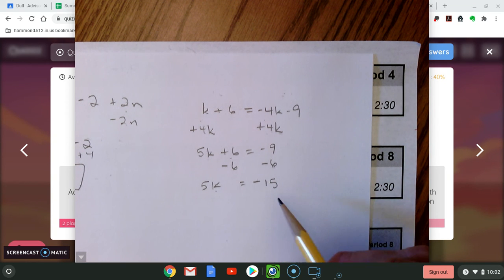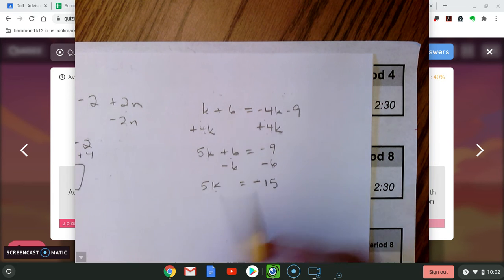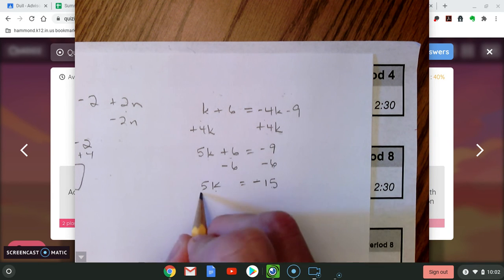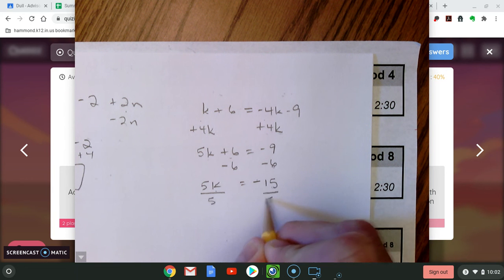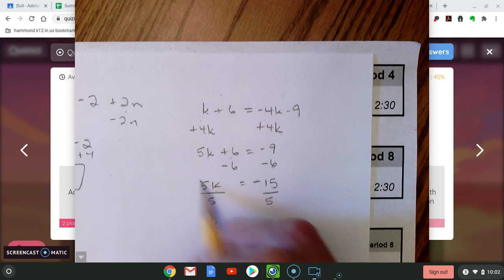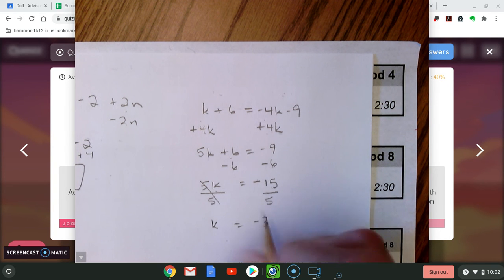If you got k equals negative 3/5, put that back up in here and see if it makes a true statement. But more than likely, negative 9, negative 6, that's negative 15. More than likely, this is going to be written so it comes out to be a nice, neat integer answer. So k divided by, 5 divided by 5 is 1, so 1k, and then equals negative 3.